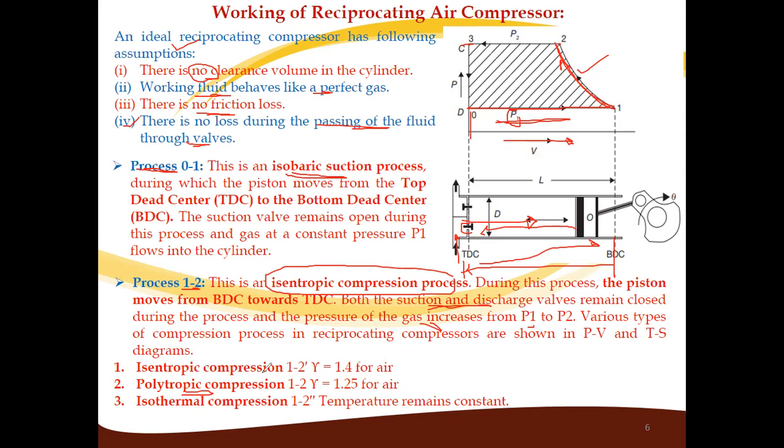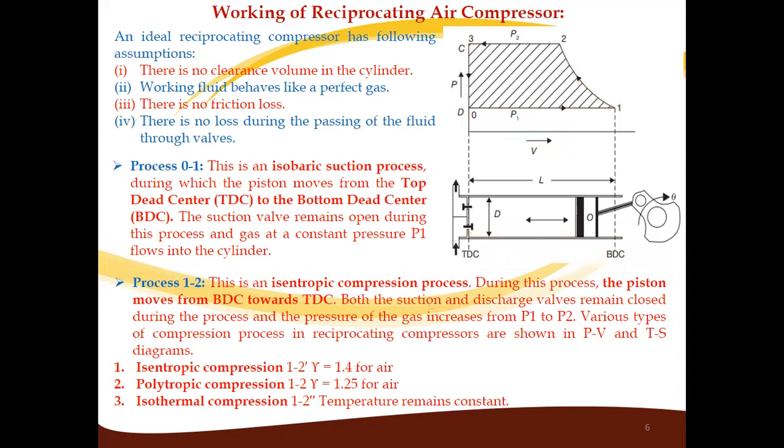So in isentropic compression, the pressure is increasing and the volume gets decreased. In case of the polytropic process, it is there, and in the isothermal process the temperature remains constant. So we will see all these processes next time. So if you see, in the second process the compression stroke will happen. So the starting of the compression stroke will be there. That is, pressure is increased from 1 to 2. So pressure is increased from P1 to P2.